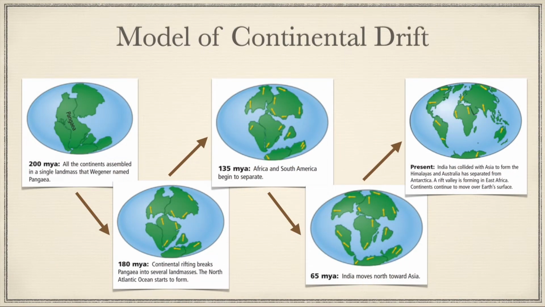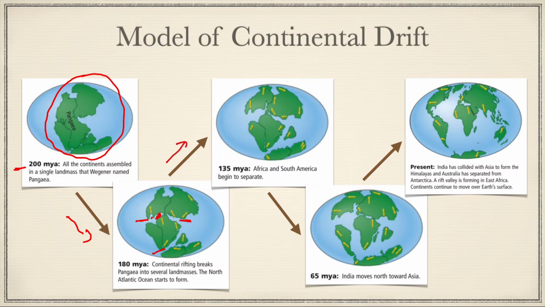This is a model of continental drift. So about 200 million years ago, all the continents assembled in a single landmass that Wegener named Pangaea. So this is Pangaea. Then we go to 180 million years ago. Continental rifting breaks Pangaea into several land masses, so we're rifting here and here and here, all these breaks. And the North Atlantic Ocean starts to form. You kind of see it forming right in here. This is sort of the North Atlantic, Gulf of Mexico would be right there.